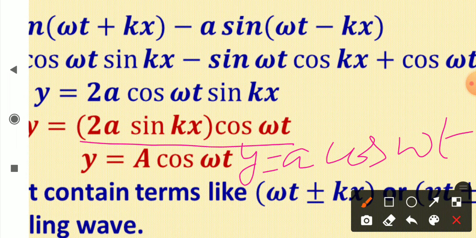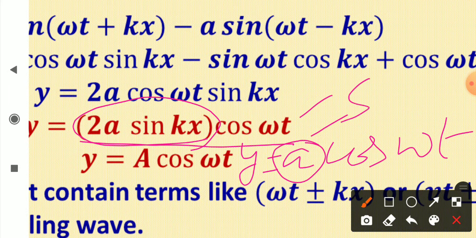So the place of amplitude is taken by this term. We can say that this is equation of SHM. ये सिंपल हार्मोनिक मोशन की एक इक्वेशन बन गई है जिसका कि एम्पलीट्यूड कांस्टेंट नहीं है और ये ट्रेवल किसी भी डायरेक्शन में नहीं कर रही है.